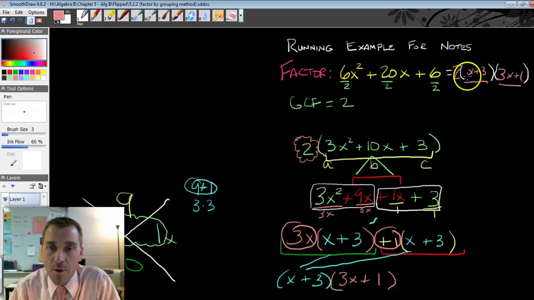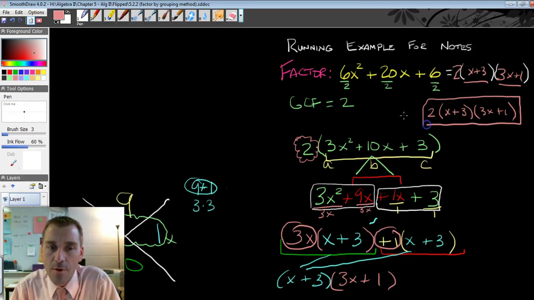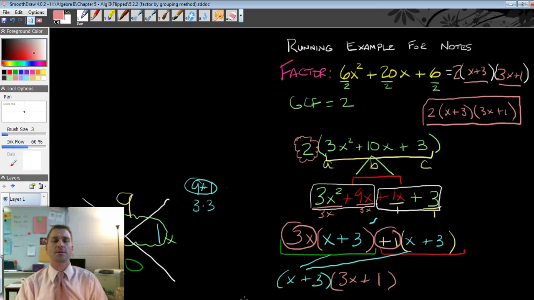Bing! So I really have, let me write that a little nicer, 2, and then in parentheses x plus 3, and then in parentheses 3x plus 1. So that apparently is my answer in factored form from this thing that was given to me in standard form. How do I know if it's right? Well, I just assume it's right. No way!